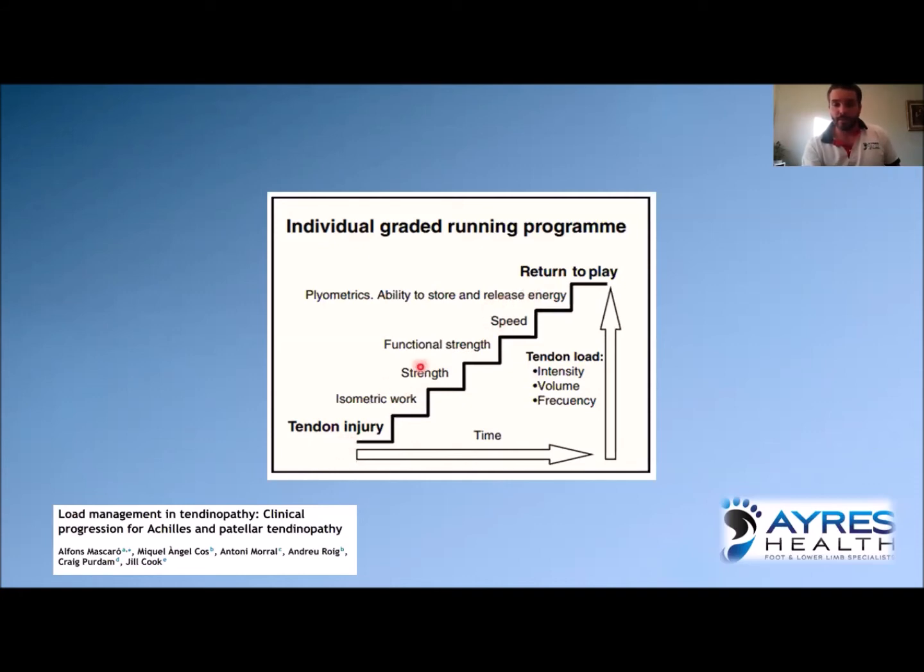So if they're badly injured, we start doing isometric work. We start building the intensity, the volume and the frequency of the isometric exercises. Then once they're up to a sufficient strength, we'll move them on to strength work. Again, we'll build up the intensity, volume and frequency, and then move on to functional strength. And we keep repeating that until they're up to the level where they can start going back to return to play. And then after return to play, they can go back to full participation in sport.